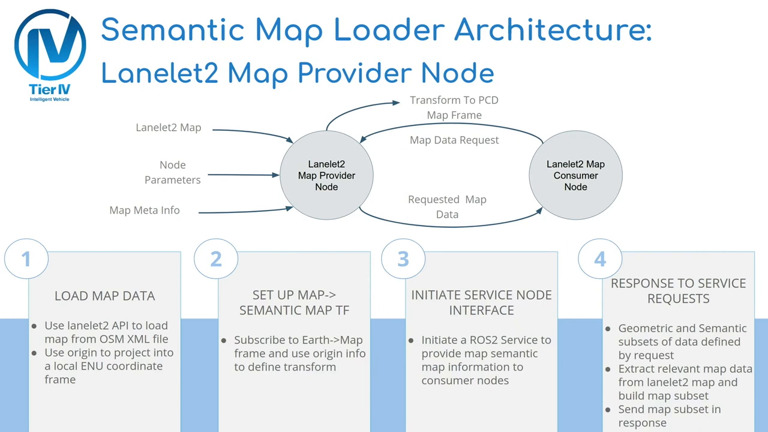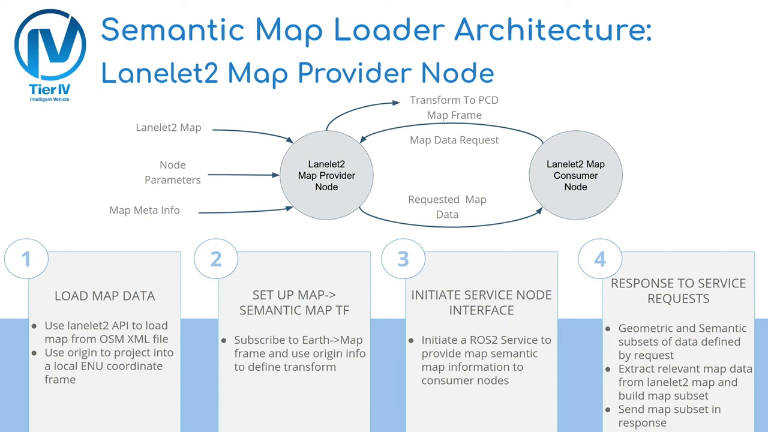Next, I will present some of the details of the function of the lanelet2 map provider node. First, it loads the OSM file using the lanelet2 API and the XML meta file using the XML C++ lib. Using the origin from the meta file, we can project the OSM geocentric coordinates into an east-north-up local semantic map coordinate frame. By subscribing to the earth-to-map transform, the node then can construct a map-to-semantic map transform and broadcast that to the system.